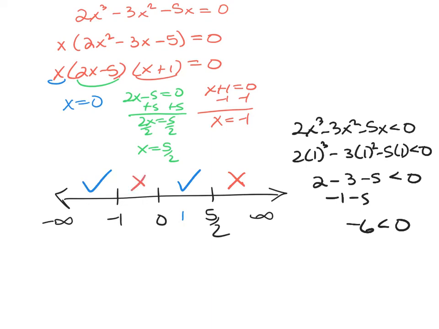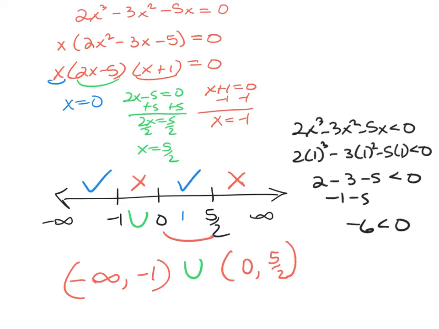Okay, so now my interval notation is going to go from negative infinity up to negative 1. Where this X is, I'm going to put a U, and then it picks up again from 0 to 5/2. And there's your interval notation.